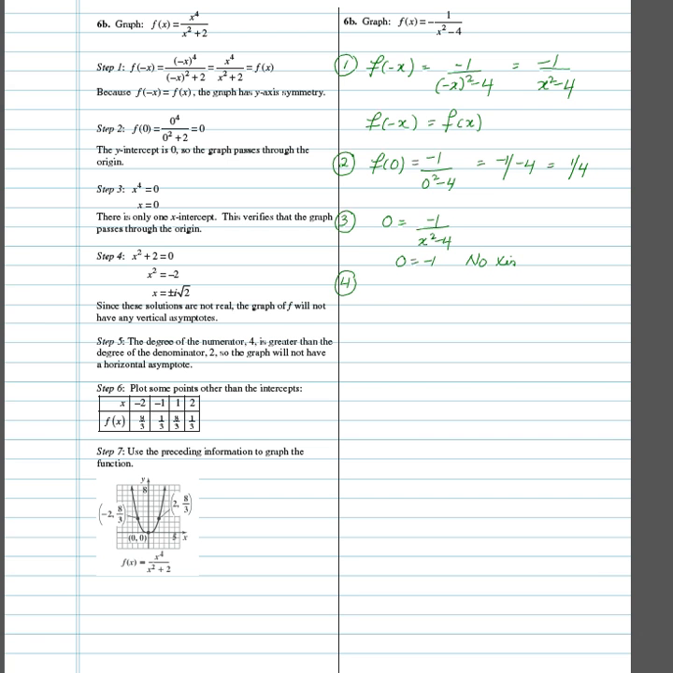Step 4 is to find the vertical asymptote. And how do I find the vertical asymptote? I set the denominator equal to 0. So x² - 4 = 0. x² is equal to 4. That implies x is equal to positive 2 and x is equal to negative 2. That means I'm going to have two vertical asymptotes in this case.